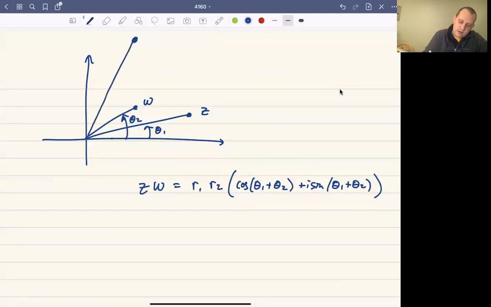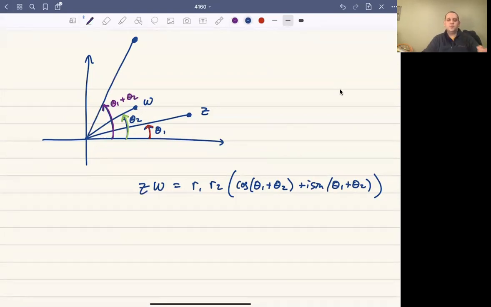And it turns out that the argument of that product would be the sum of the two arguments. So you would take, I think colors would be helpful here. You take the green part plus the red part, and then that would give you the purple part. So that purple angle is theta 1 plus theta 2. Okay, and so that's how that works.